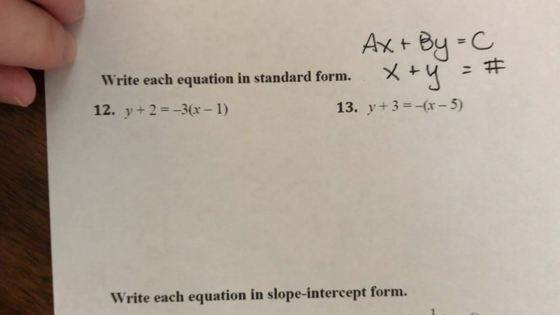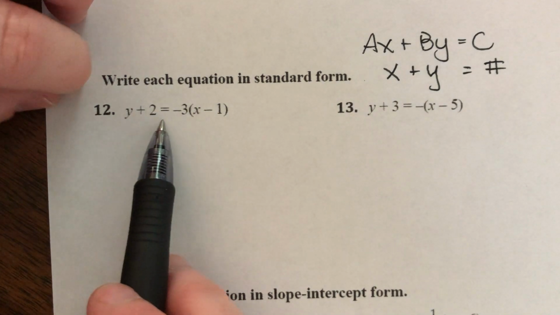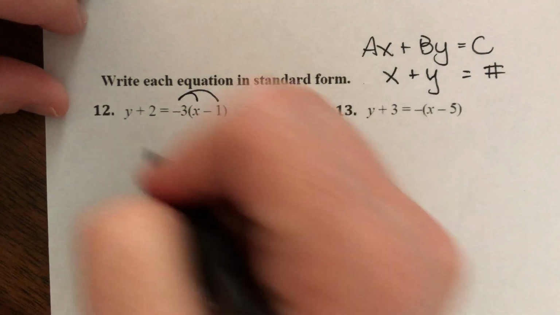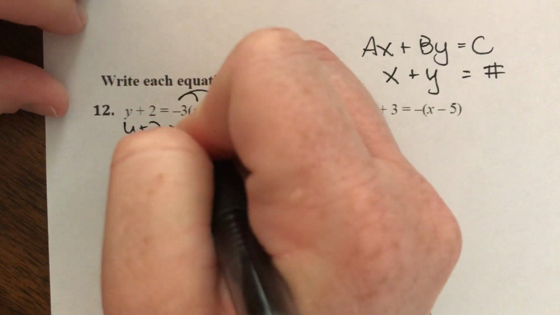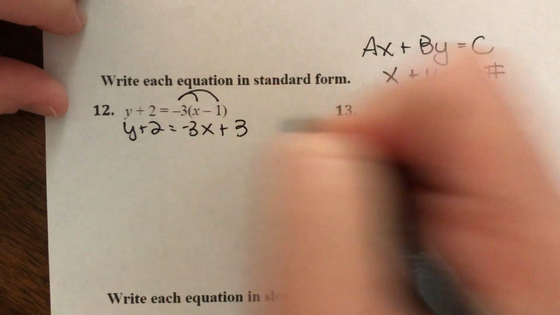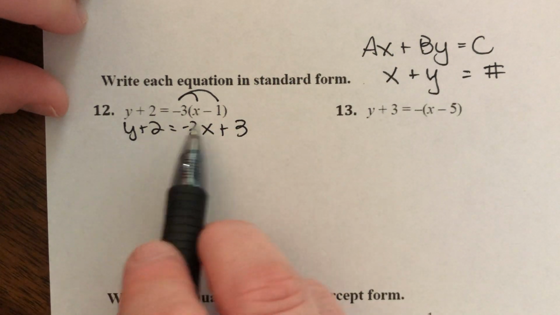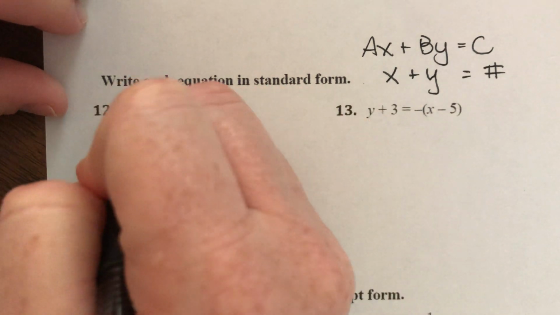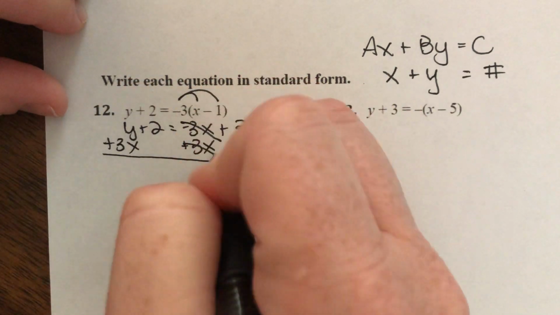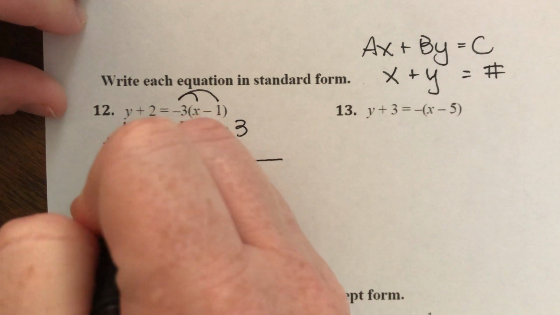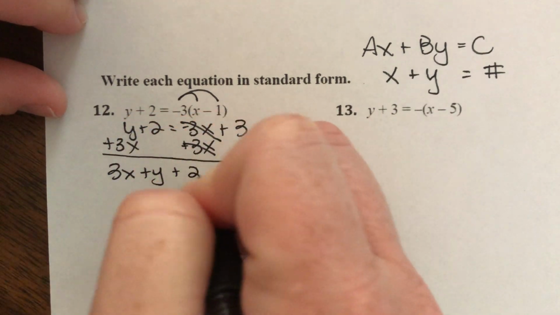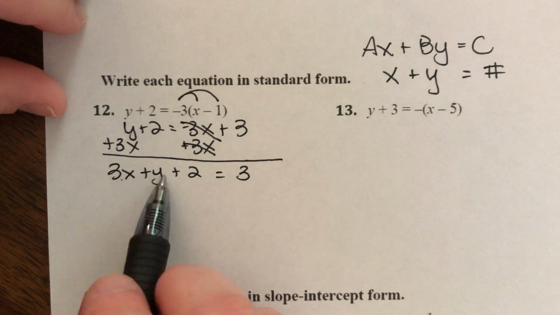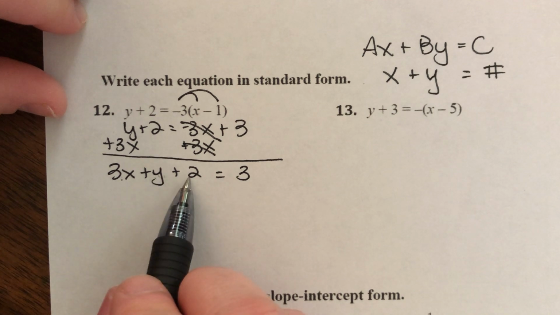So here's our first one. Y plus 2 equals -3 times x minus 1. We have to get rid of those parentheses, so we distribute. -3x plus 3. And we're trying to get x and y on the same side of the equal sign. So I'm going to move x over here. Get rid of it on the right, move it to the left. So I'll have 3x plus y plus 2 equals 3 over here. So now I have x and y here. Great.